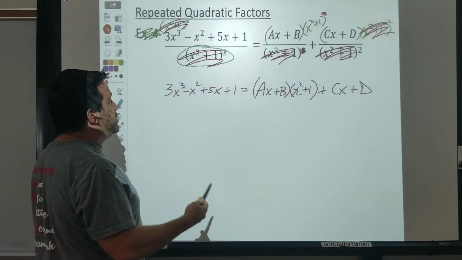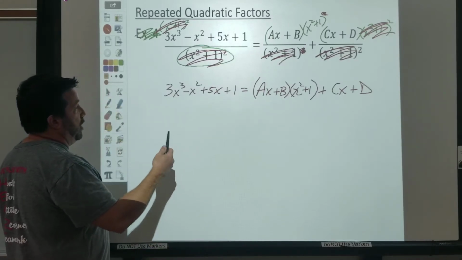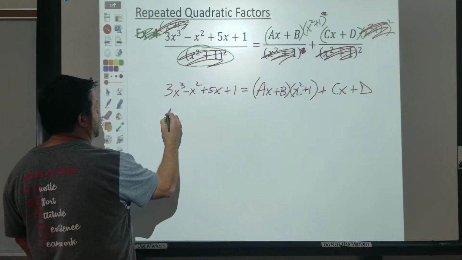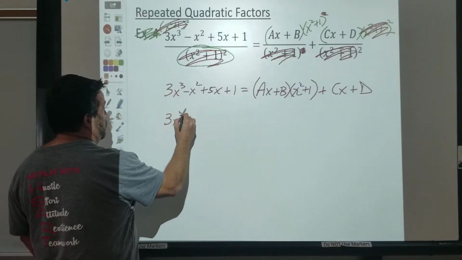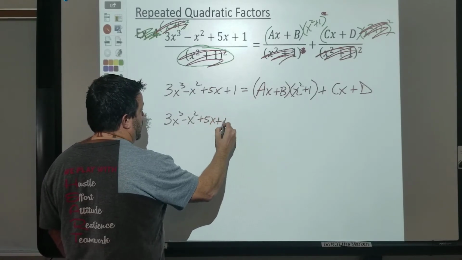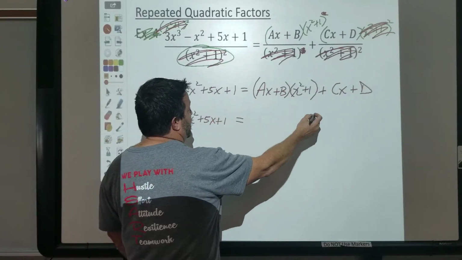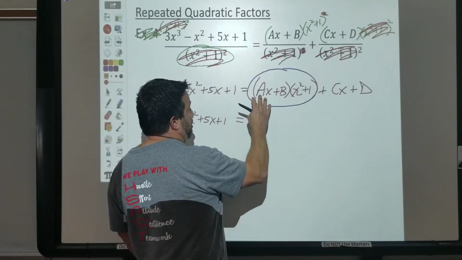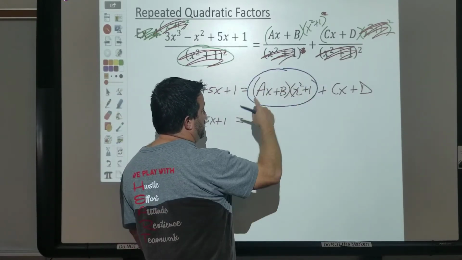So now I want to use the technique that I did in the last video. I want to simplify this right side as much as I can and leave this the way it is, 3x cubed minus x squared plus 5x plus 1. But I need to simplify this side. So I've got to take this expression and simplify it. So that's a binomial times a binomial. So I need to FOIL.